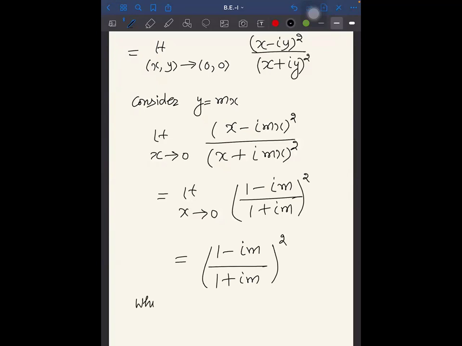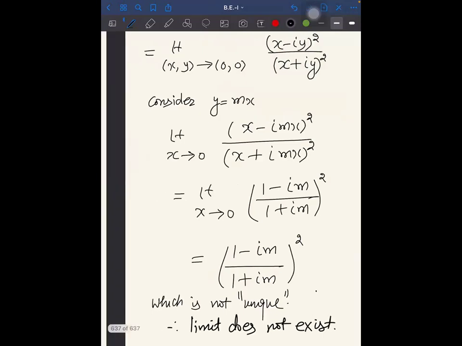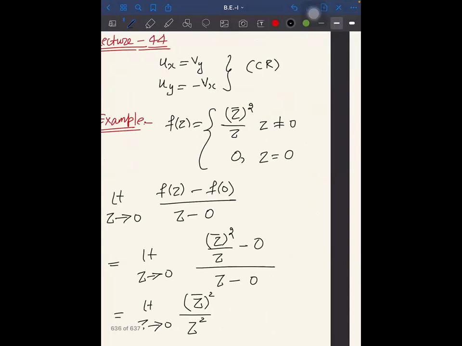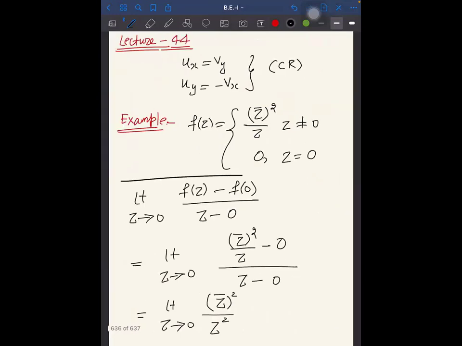So now this is something which is not unique, right? So what does that mean? The limit does not exist. So this limit does not exist, which means differentiability is not there. The function is not differentiable at z equal to 0. That's what we wanted to prove, right? Are you with me on this?